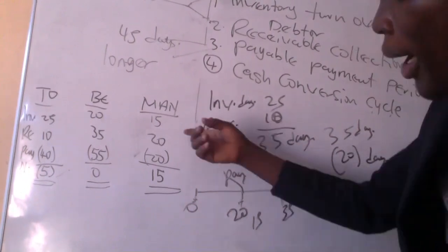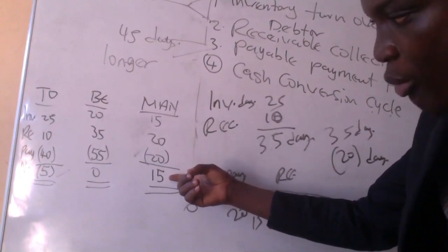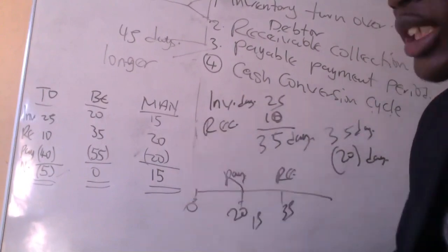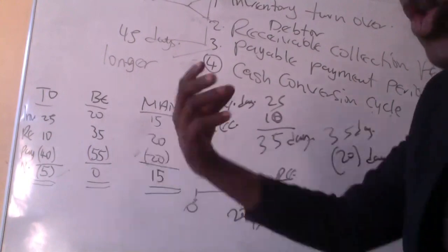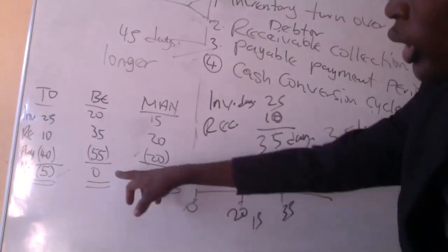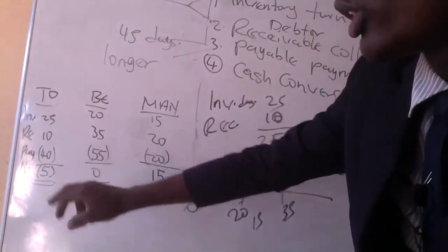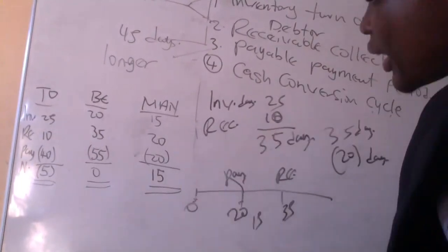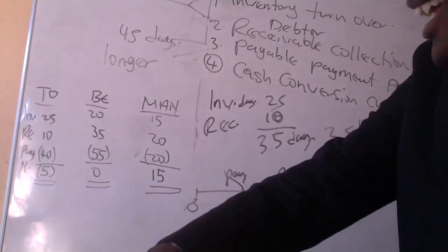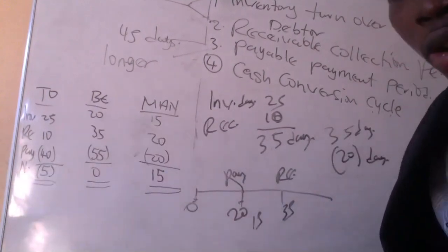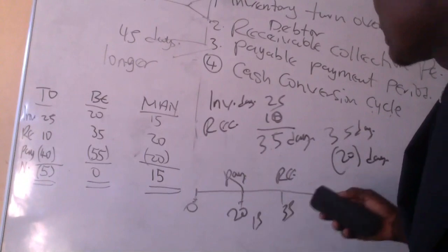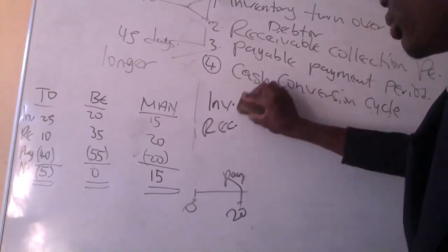So that makes Man the worst performing here, because it will take him 15 days before he can recoup his investment in inventory. But this man, it takes him 0 days. This man will receive his money before the suppliers come and take his money. So that is it, the net operating cycle or the cash conversion cycle. So I am done. Now let's move on.